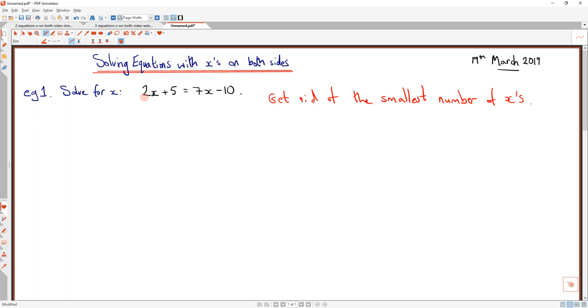So if I want to get rid of this 2x, I have to? Divide by 2? Minus 2x. I want to get rid of the 2x. What is the 2x doing to the 5? Being added. There is effectively a plus sign here. So if I want to get rid of the 2x, I have to subtract 2x from both sides.